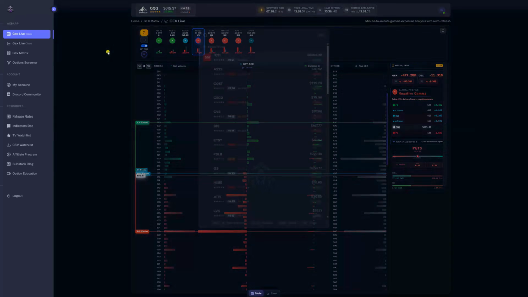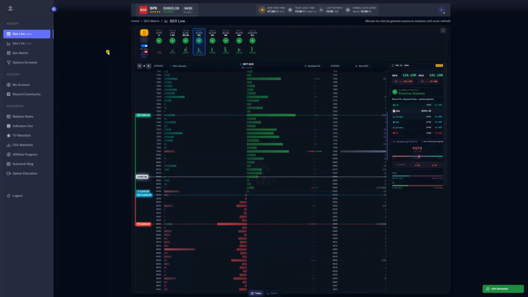For example, let's go back to SPX and see how the profiles look like. Right now, all the profiles are positive GEX profile. Every single expiration is a positive GEX profile, no matter which one you look at. So this is a different market regime than in QQQ that we've seen previously.